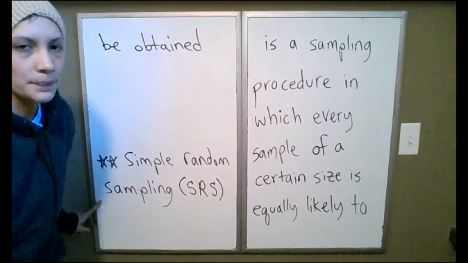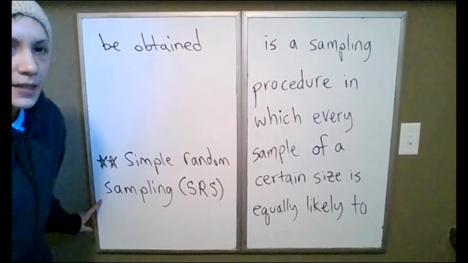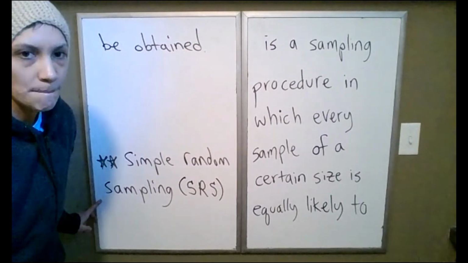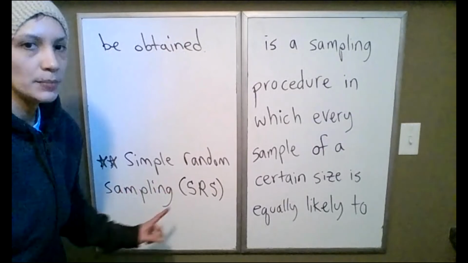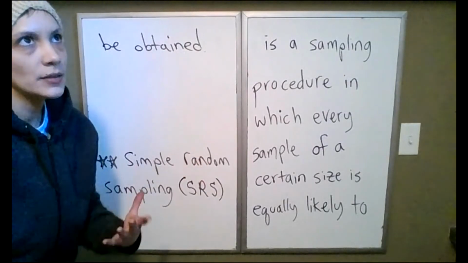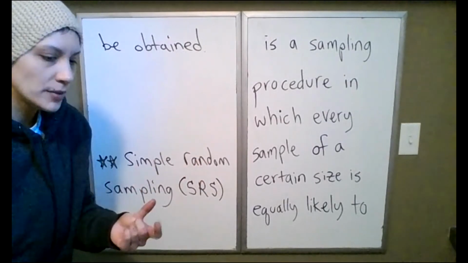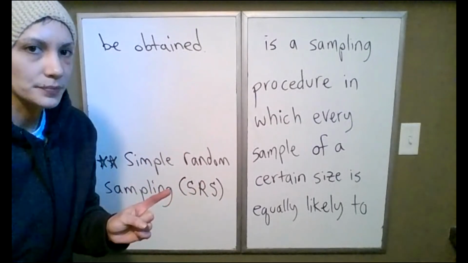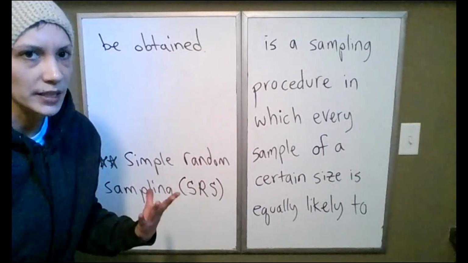Simple random sampling. Let's say you want a sample of size 2. For simple random sampling, every single subset of the population of size 2 is equally likely to be chosen. We'll do examples that will make this more clear.